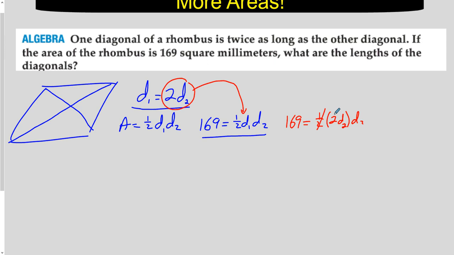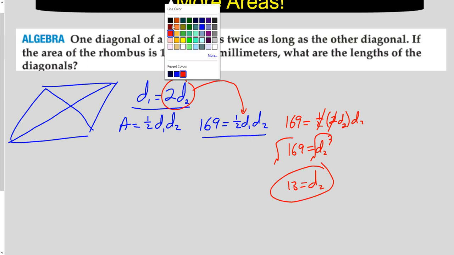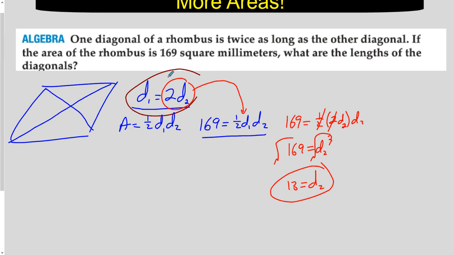Well, the 1/2 and the 2 will cancel, so I will have 169 is equal to diagonal 2 squared. Let's take the square root of both sides. Square root of 169 is 13. So I know that diagonal 2 is 13. So if I now plug that into this equation, diagonal 1 is equal to 2 times diagonal 2, which I know is 13. Diagonal 1 is 26. So my two lengths are 26 and 13.